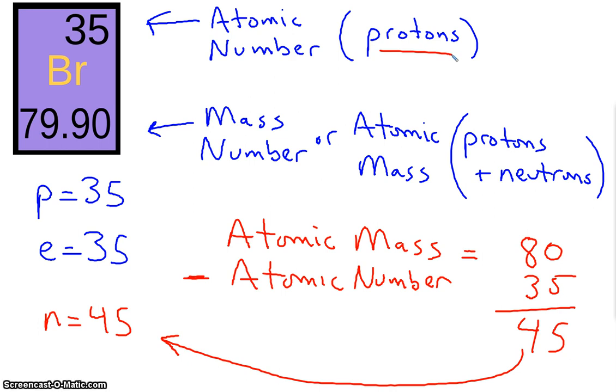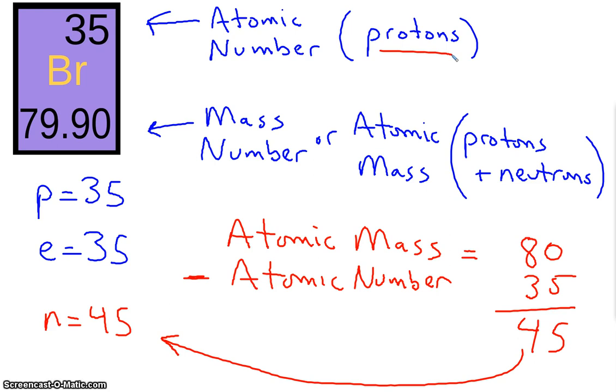And one thing I want you to notice real quickly here is, can we have 9/10 of a proton or neutron? We can't. Those usually would be whole numbers like 80 or 79 or 2 or 3. But this is something called the average atomic mass.